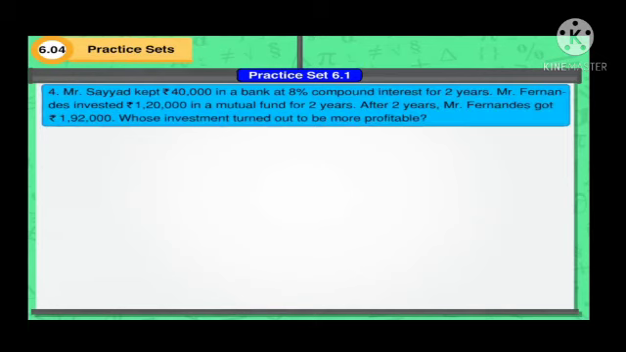Fourth, Mr. Syed kept rupees 40,000 in a bank at 8% compound interest for 2 years. Mr. Fernandez invested rupees 1,20,000 in a mutual fund for 2 years. After 2 years, Mr. Fernandez got rupees 1,92,000. Whose investment turned out to be more profitable? Now, let's see the solution.